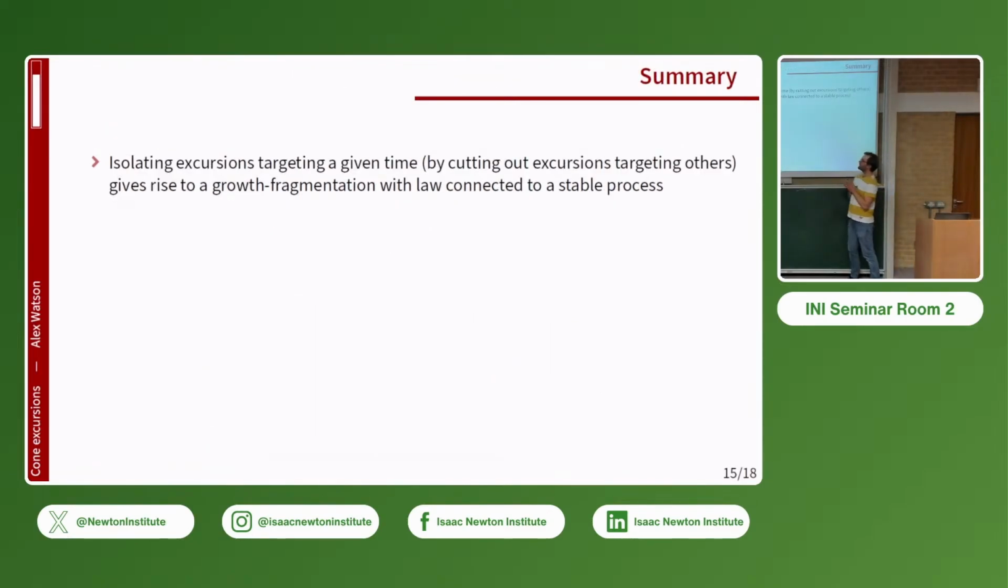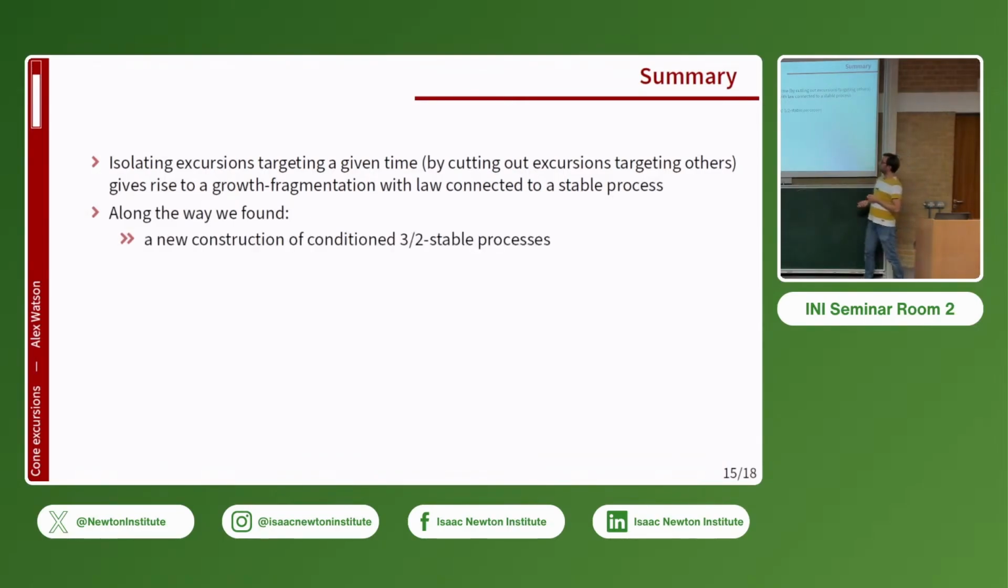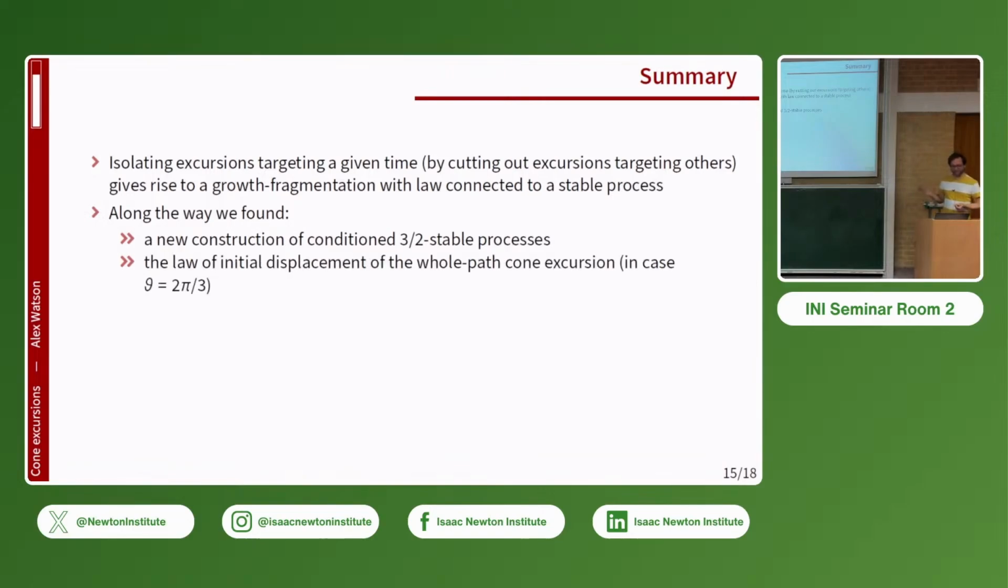Okay, so in summary, what we found: isolating excursions targeting a given time and cutting out excursions targeting others gives us this growth fragmentation process, and there's a strong connection with stable processes in the distribution. Along the way, we found this new construction of conditioned stable processes, which I'm not going to stop banging on about. We also found as part of this the law of the initial displacement of this whole path cone excursion, only in the case theta equals 2 pi by 3. The other thetas, this took us long enough, are still inaccessible to us, at least to me.